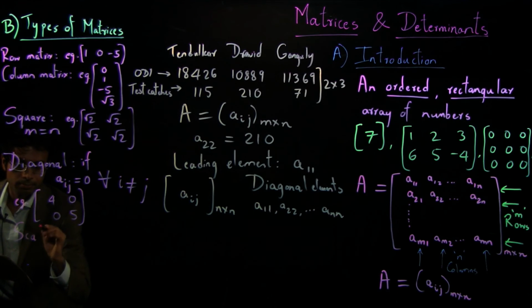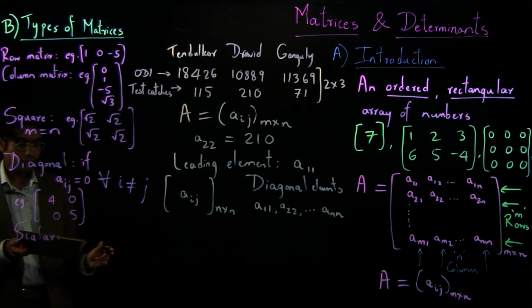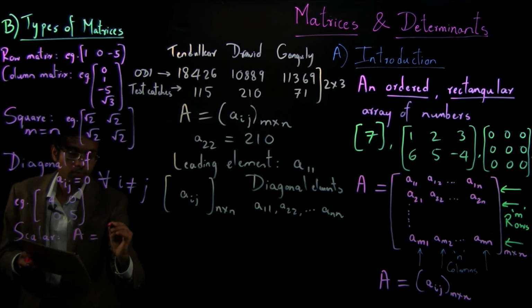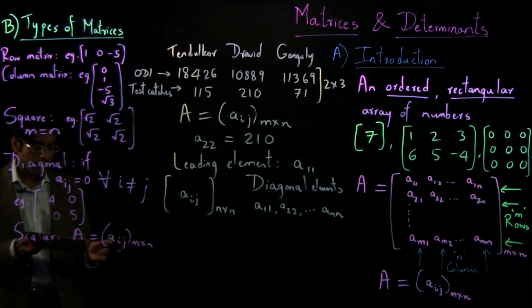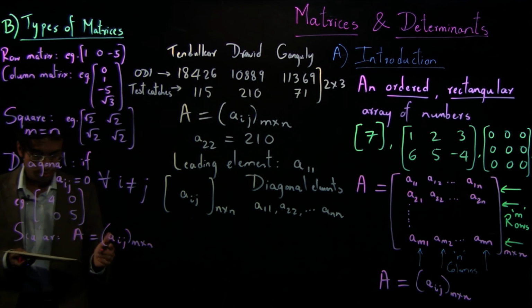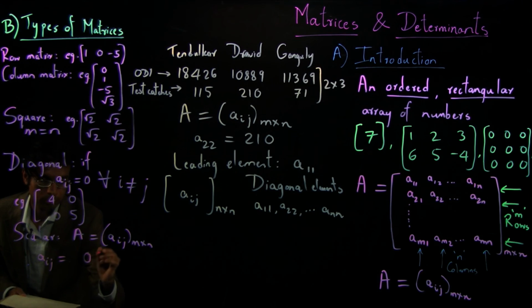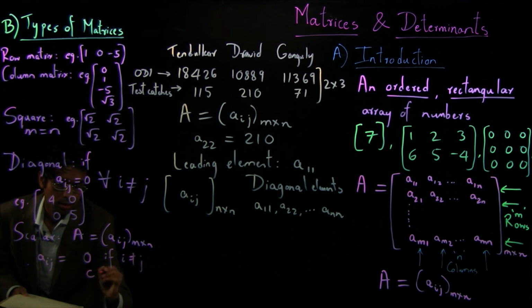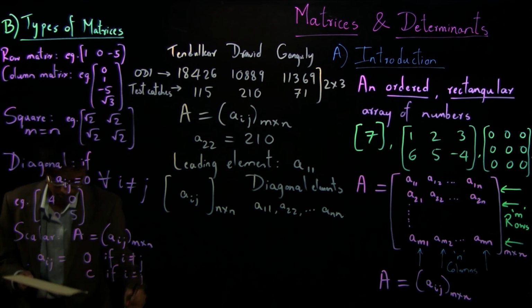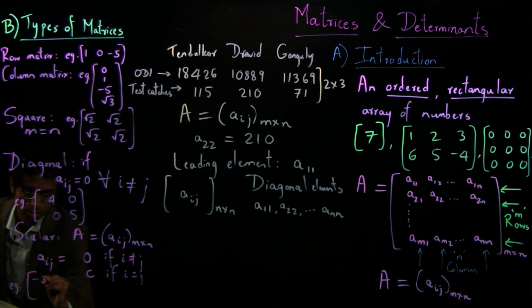Scalar matrix. So if the general matrix aij m cross n, if all diagonal terms are equal and all non-diagonal terms are 0. So it's a special case of square matrices. 0 if i not equal to j, and constant if i equals j. So for example, this is a scalar matrix.